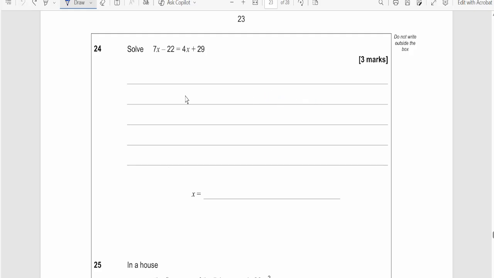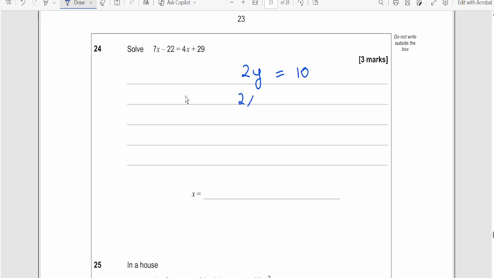Now let's say we have a multiplication one. If 2y is equal to 10, 2y means it is written as 2 times y. So you need to move that to the other side. So this is in multiplication. When you move it to the other side, it will come in division. So 10 divided by 2 is 5. So the answer is 5. Okay.